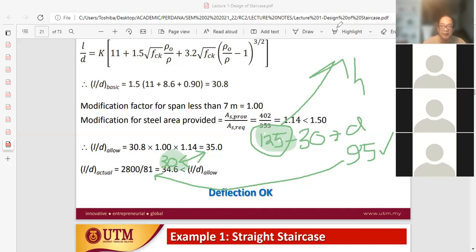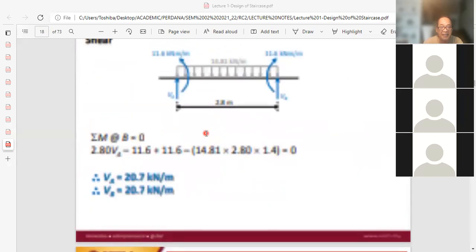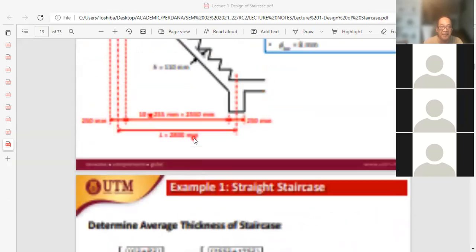So this is the reason why proper selection of thickness is very important from the beginning. Before kita start design, we need to estimate suitable thickness, and that suitable thickness can be obtained by using deflection criteria. Okay, and the deflection criteria yang digunakan pada awal-awal tadi is actually an estimate lah, anggaran yang digunakan, L over D 30 tu.